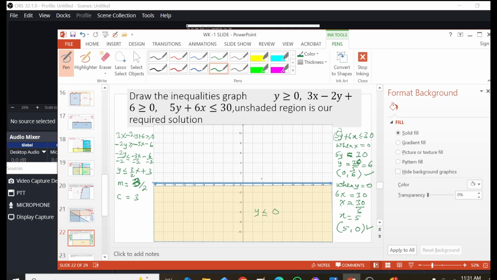That's the part up. And our line here is where Y is equal to 0. So this region above is where Y is greater than or equal to 0. Although this line is part of our solution, we can put it as Y greater than or equal to 0, right? Because the line is part of our solution.